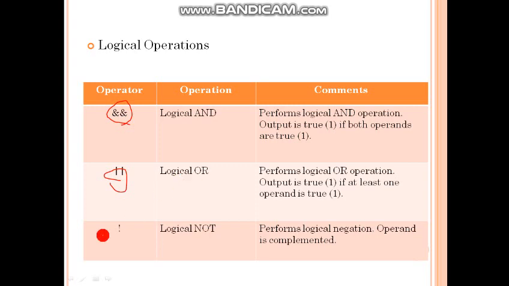Next one is the logical NOT operator. This logical NOT operator performs the NOT operation. It means it performs the logical negation, where the operand is complemented. If you apply 1, you get 0, and if you apply 0, you get 1. So these are the 3 different logical operations performed in embedded C.